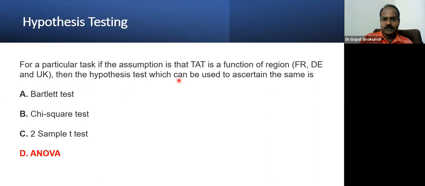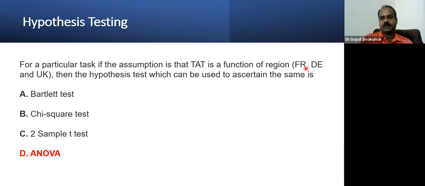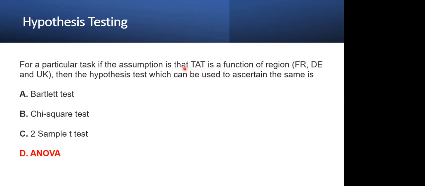Now for a particular task, if the assumption is that TAT, meaning turnaround time, is a function of region, maybe France, Denmark, and UK, whatever, then which hypothesis test can be used to ascertain the same? Would you like to answer this? ANOVA. Yes, ANOVA. Why ANOVA?